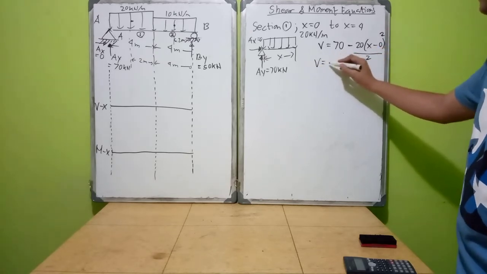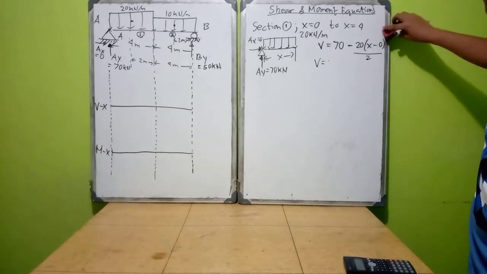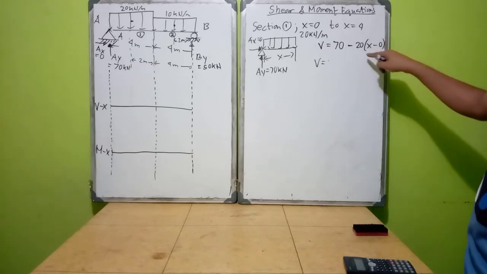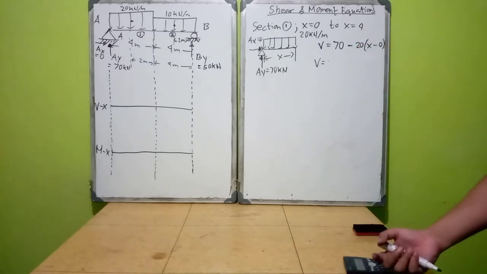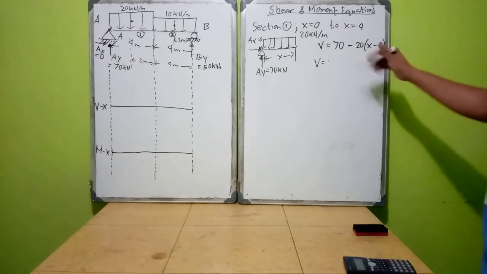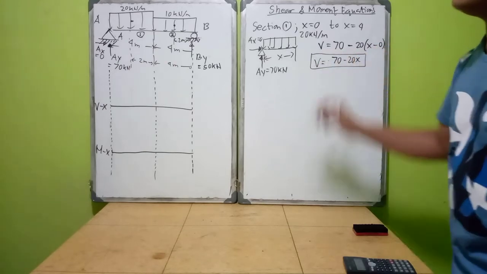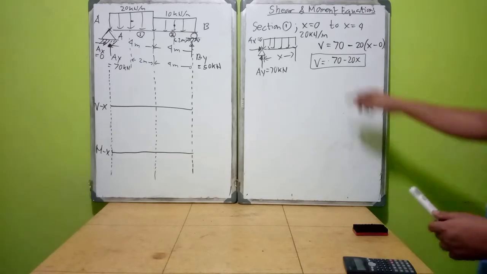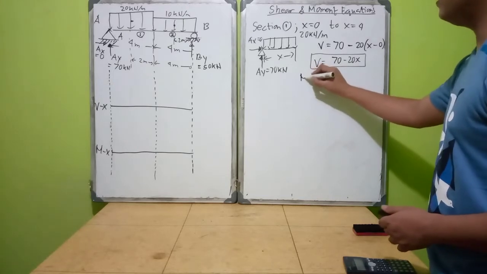Actually, I know, not over 2, this is for the moment. So for shear we have negative 20 times the distance only, x minus a. So we have negative w times (x minus a). Remember the shear equations in shear and moment equations part 1. So this is 70 minus 20x. To those who have not visited part one yet, please visit it so that you can relate to our lecture in this video. So we have moment.